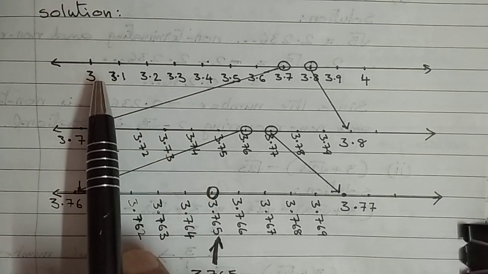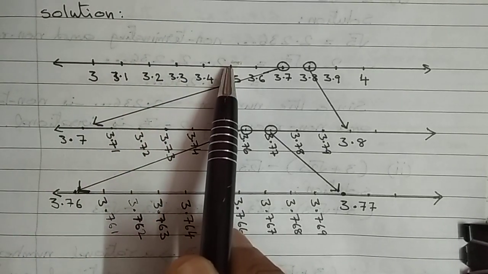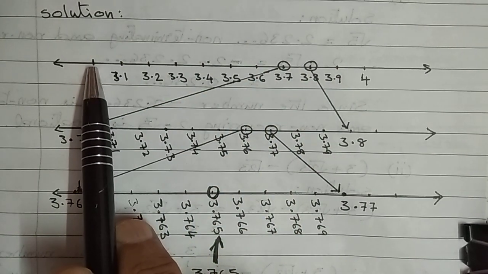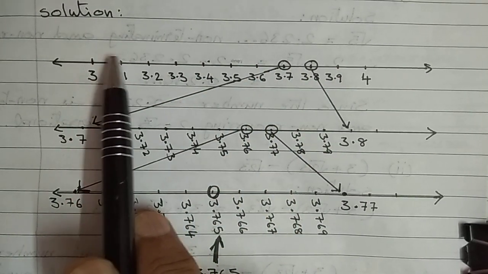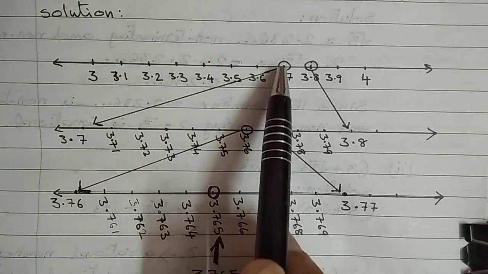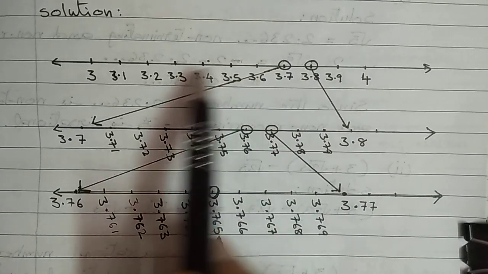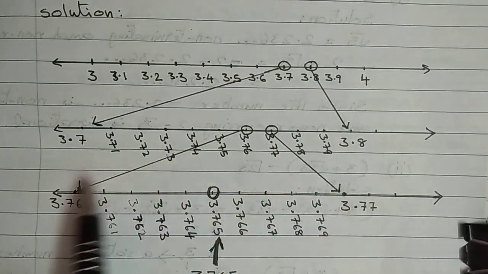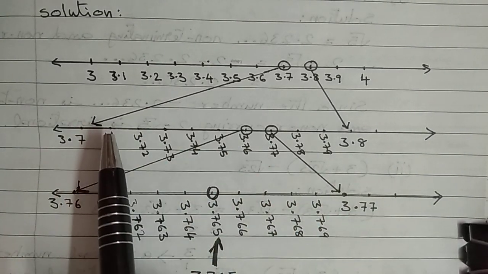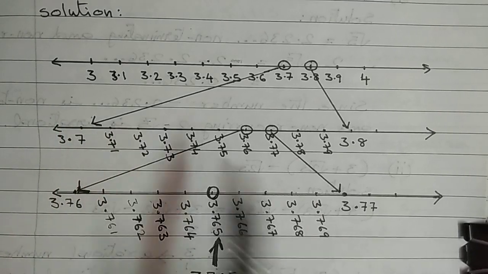11 equidistant points on the number line. 11, that means you can start from here, then 1 2 3 4 5 6 7 8 9 10 11. In this manner we make three number lines, and on each number line we will mark 11 equidistant points.